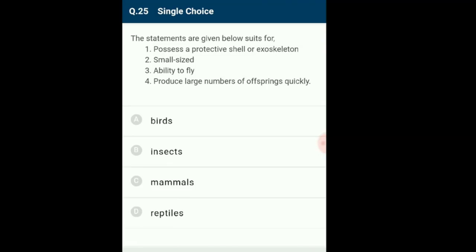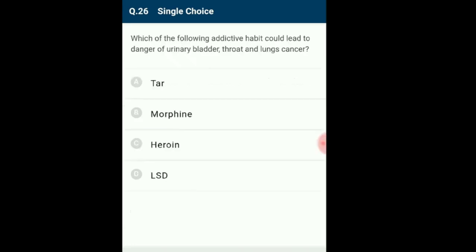Question number 25. The statement given below suits for. Insects are most successful because they show specific structural and morphological adaptations that permit them to escape from predators, natural dispersal, and resist environmental changes, as they have a protective shell or exoskeleton, a small size, ability to fly, and capacity to produce a large number of offspring quickly. So the correctly matching option is option B, insects. The given statement suits for insects.